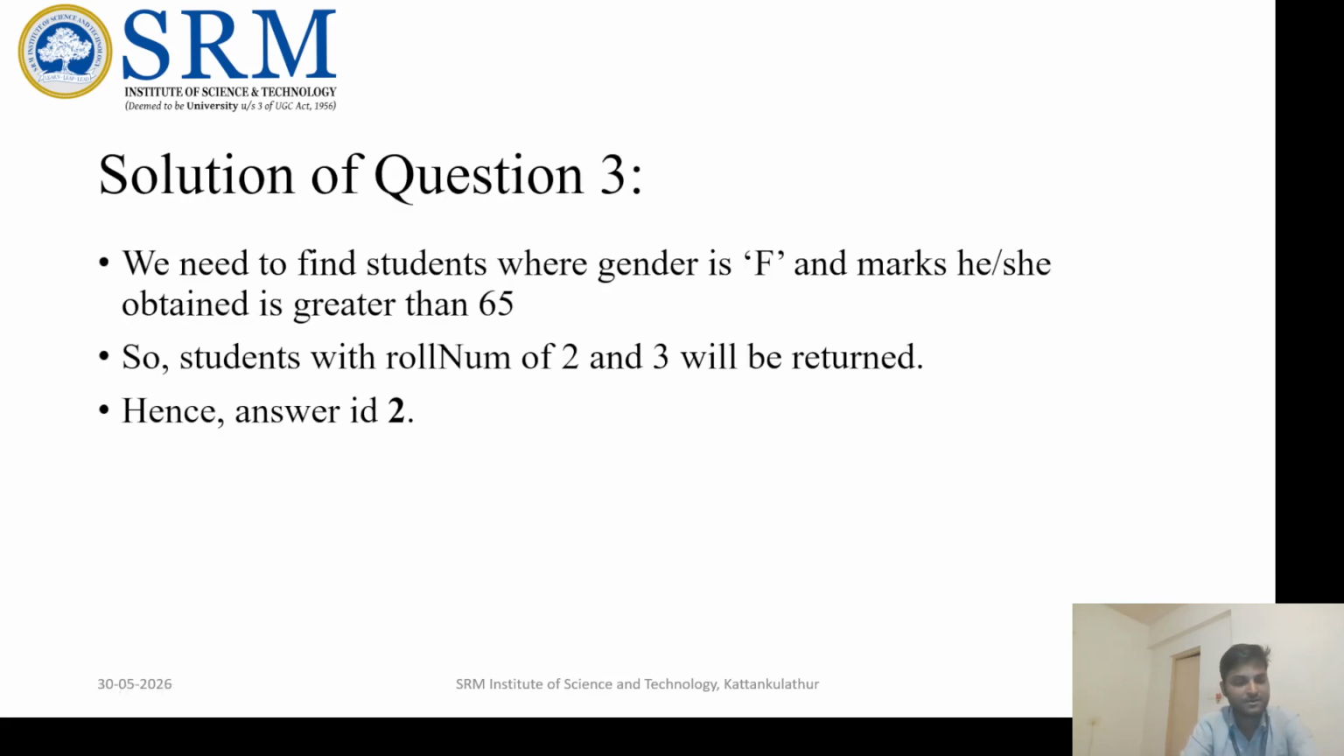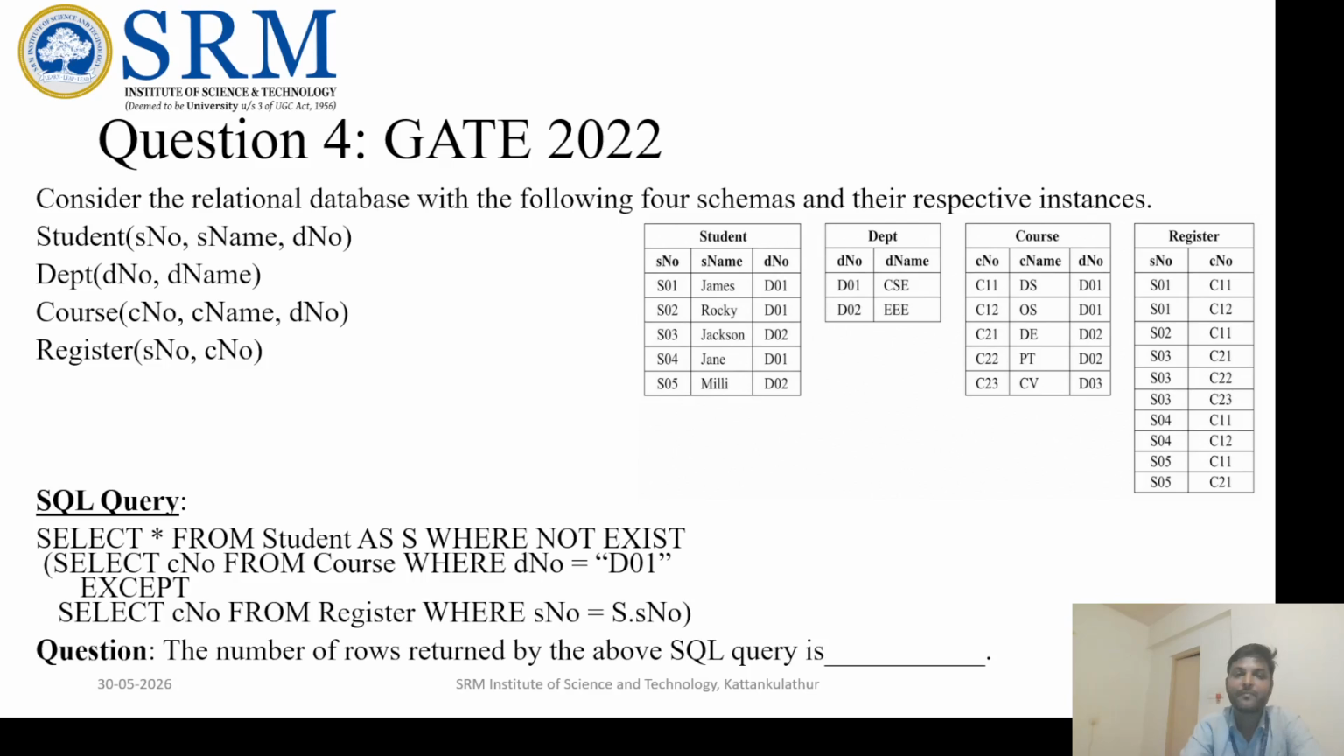Okay, the explanation is very simple. We need to find students whose gender is A and marks obtained is greater than 65. So students with roll number 2 and 3 will be returned. The answer ID is 2. Answer is 2. Okay.